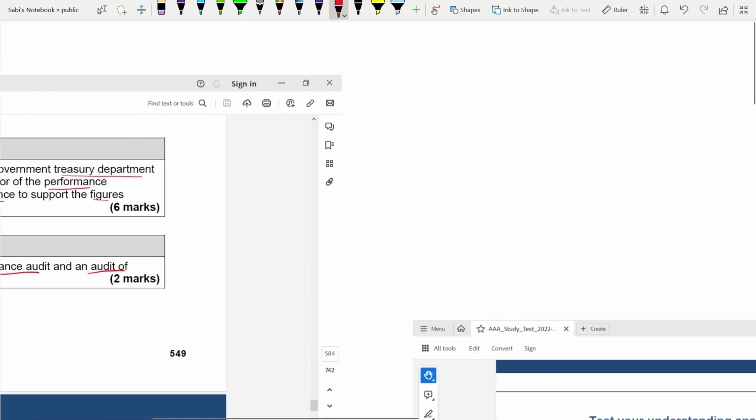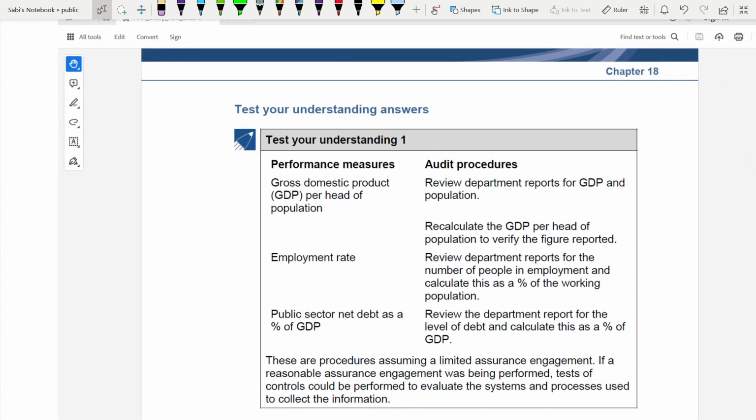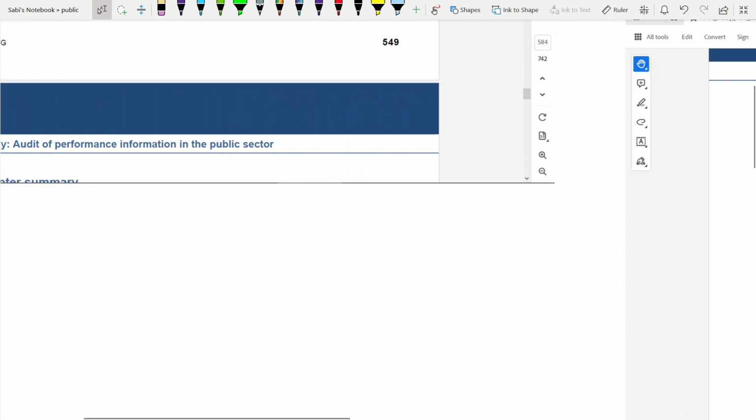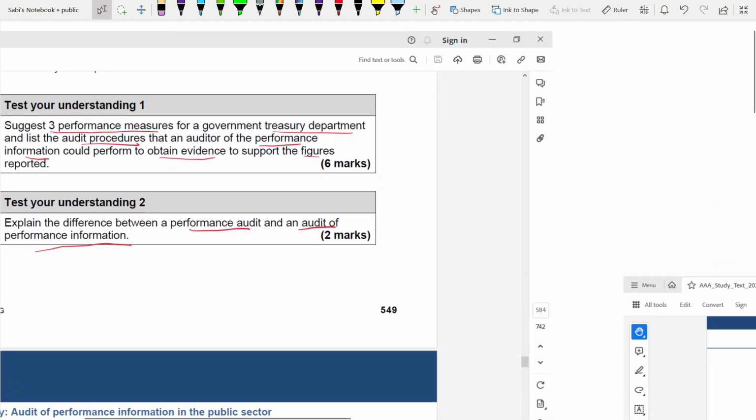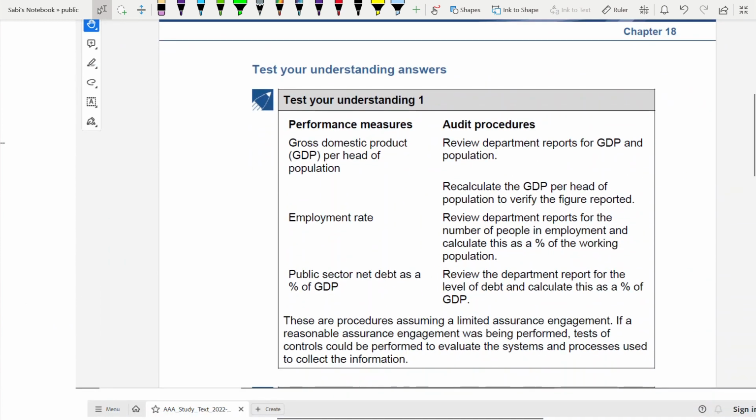So first we'll finish test your understanding 1, okay? 3. So these are the 3. This is the treasury department, government treasury department, okay? Performance measures for it. So one could be employment rate. The other one could be GDP per head of population. And you can select anything, by the way, okay? Out of this, you can also have your own thing. If it's appropriate for it, you will get the marks.